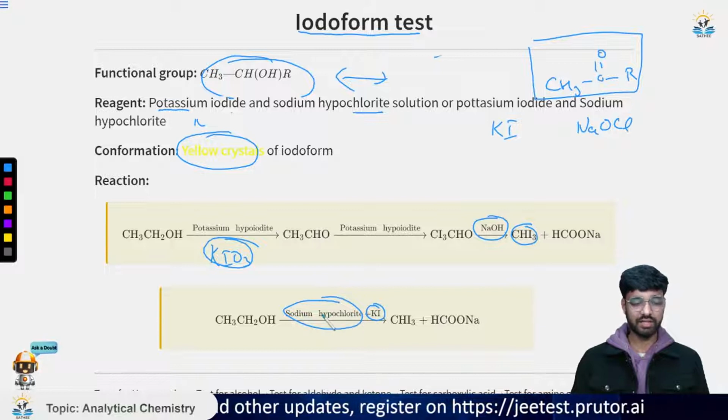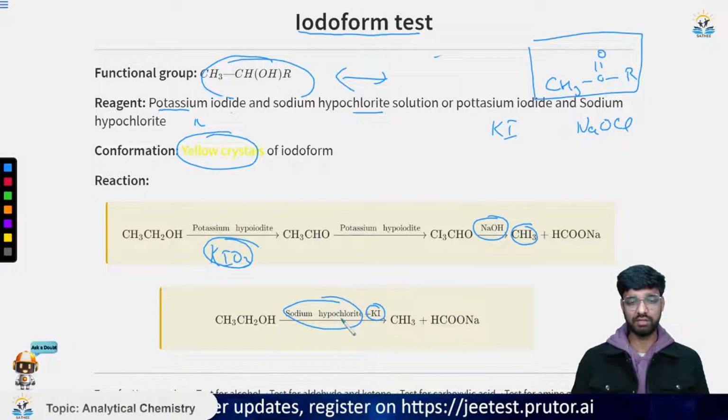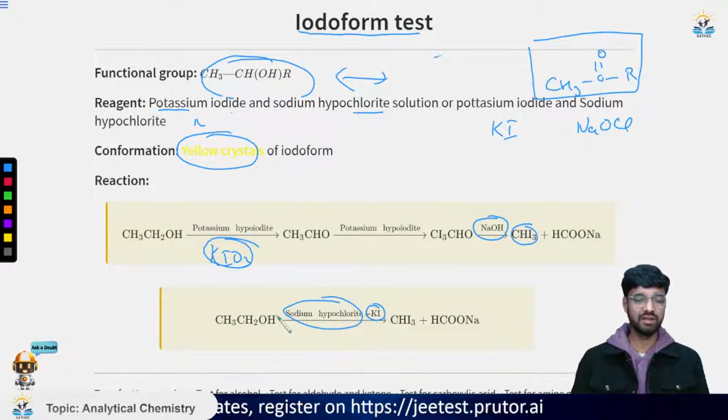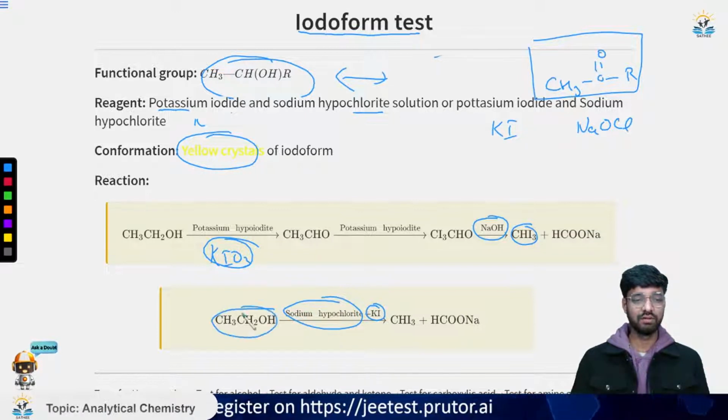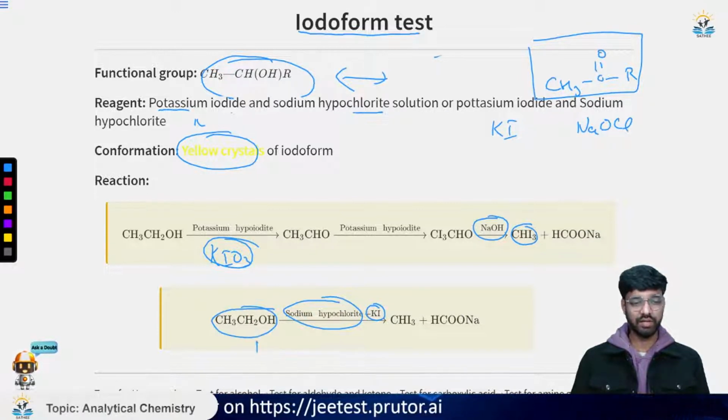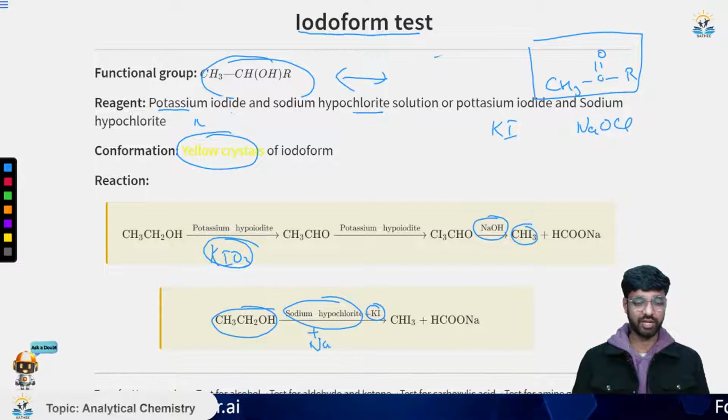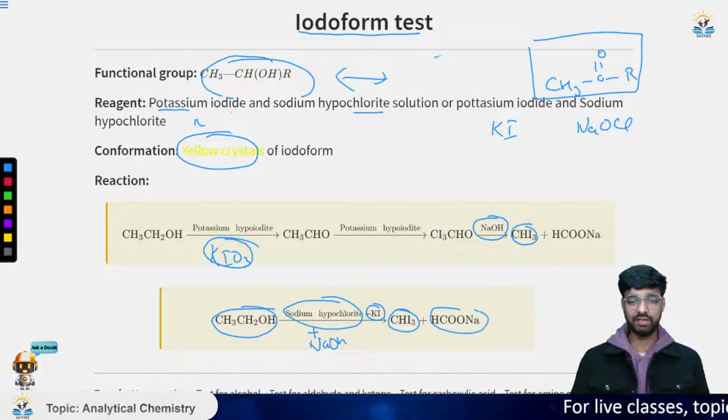Or you can take the initial reagents also, that is sodium hypochlorite plus potassium iodide, and treat it with this alcohol. One more thing here: it should have a base also, so base should be added to this solution for the reaction to take place. Then you will again get your yellow crystals of iodoform, plus you will get this carboxylate anion in both cases.